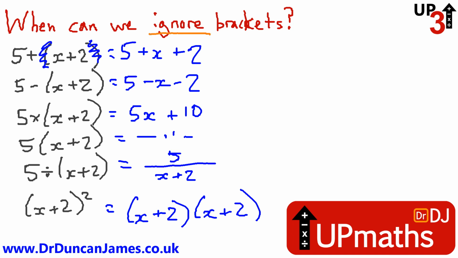One last thought, so this is an extra challenge I'm tagging on the end. What if you had 5 times x times 2? Can we ignore the brackets in this case? Answer, we can, because it's just a bunch of things times together and it doesn't matter what order you do it in.